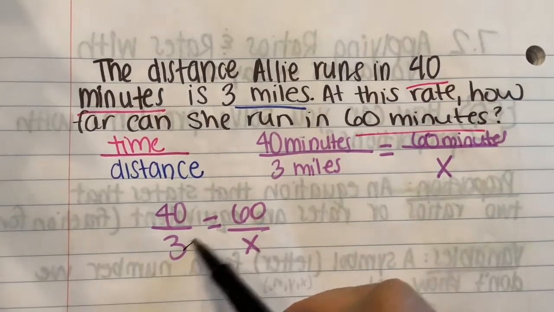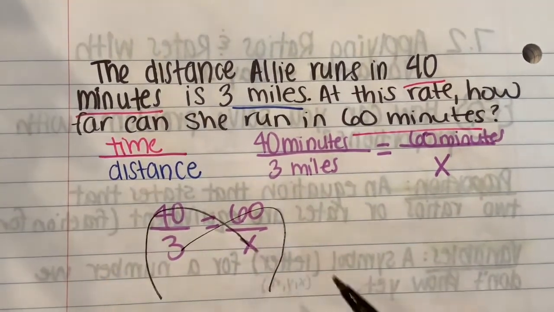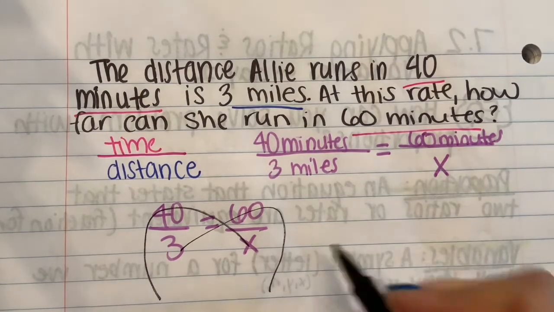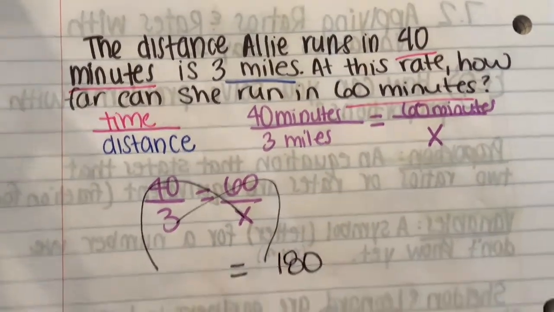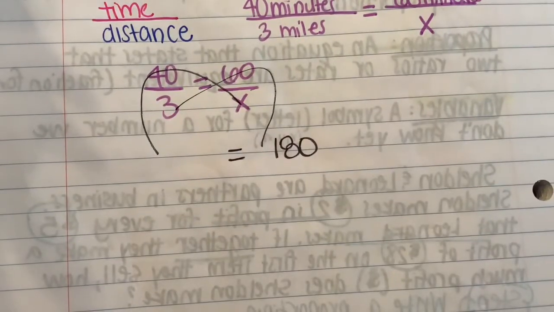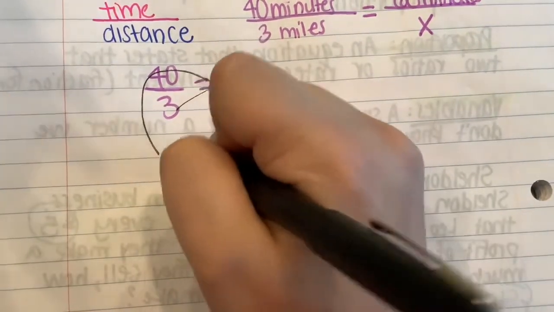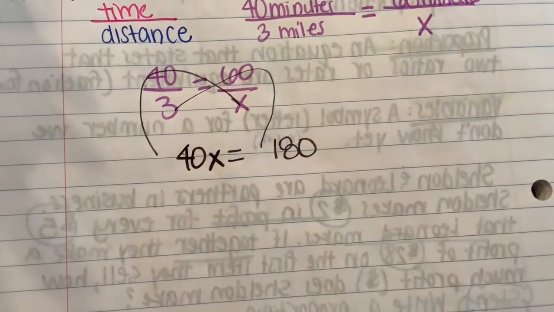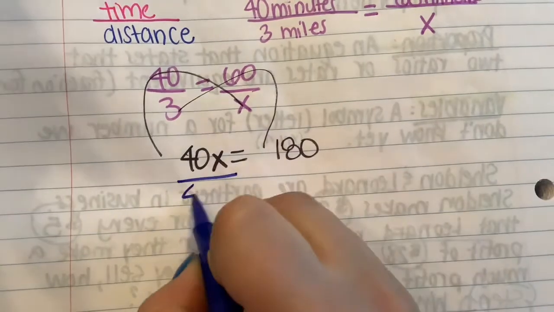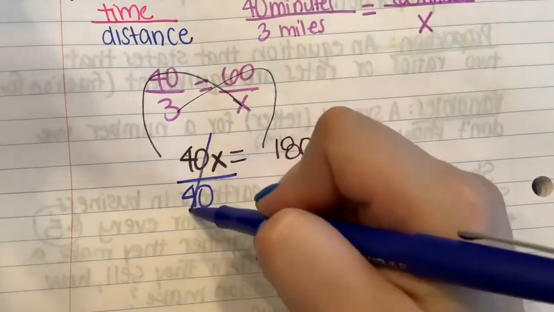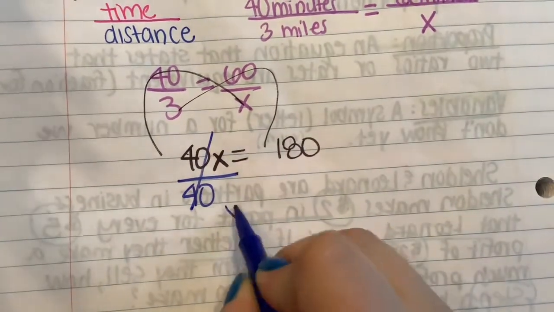Step 1, cross multiply both sides. 3 times 60 equals 180. Your equal sign stays in the middle. Now we do 40 times x, which gives us 40x. Now we need to get x by itself. So in order to do that, we're dividing by the number next to the x. We want to get that to cancel out, so we only have x.